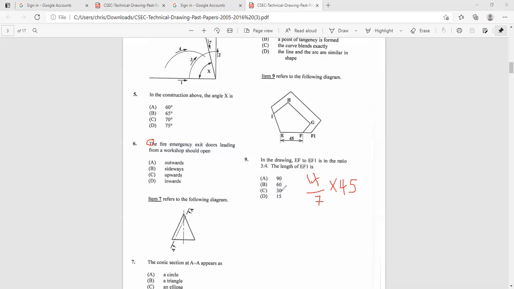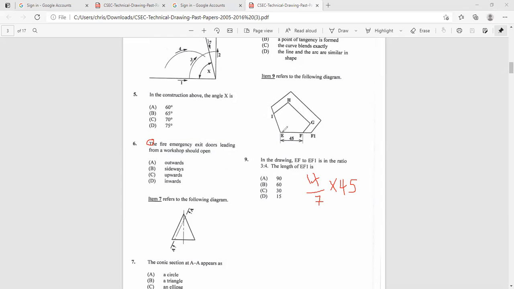So for that we would have them work it out with maths. So 45 by 4 equals 180 divided by 7. They couldn't work it out there. So this would basically be 6.